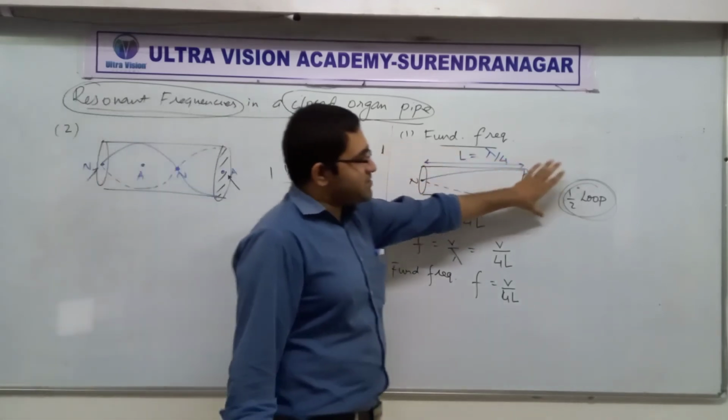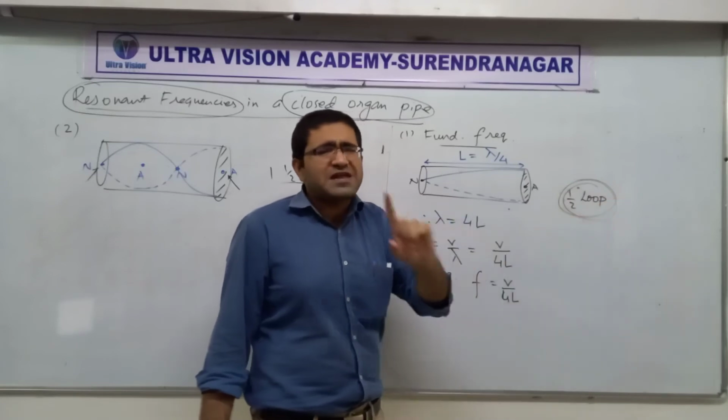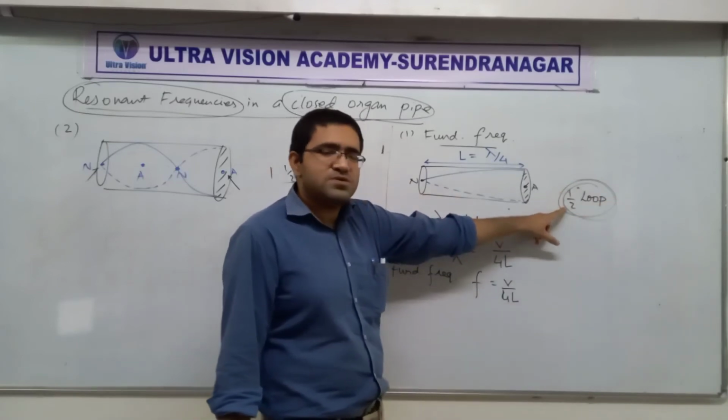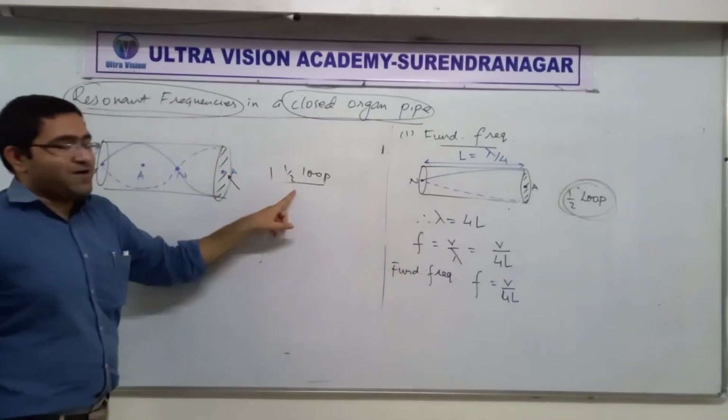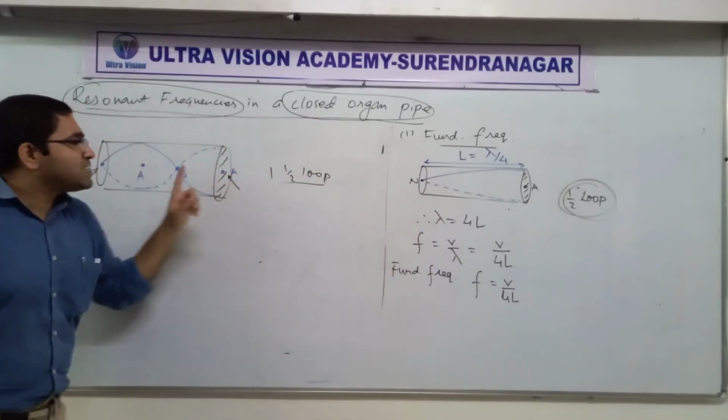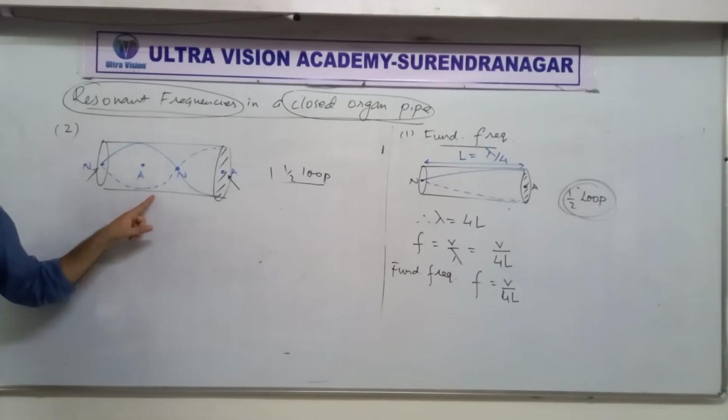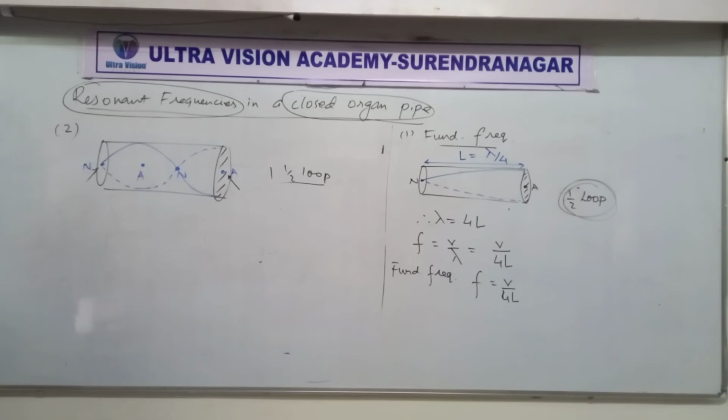First case, nothing, just half a loop. Not even one loop, only half. Second case, one loop more. So 1.5. Clear? Diagram is clear? 1.5 loop. The diagram is like that.